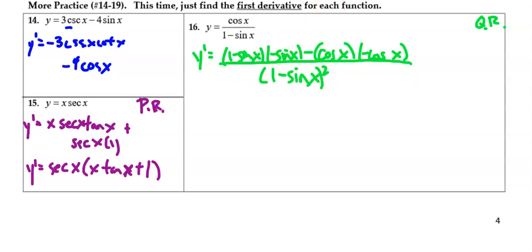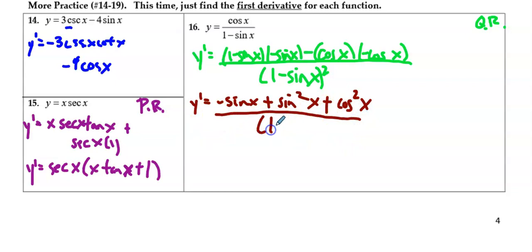So let's start simplifying a little bit. Let's show you what really awesome thing happens with this problem. So this is negative sine of x being multiplied to these things right here. So I'm going to go ahead and do that. I'm going to do negative sine x times 1. It's going to give us negative sine x. And I've got a negative sine x times a negative sine x, which is going to be a plus sine squared x. And then I've got a negative cosine of x times a negative cosine of x, which gives me a cosine x squared, positive cosine x squared. And then we're going to go ahead and do 1 minus sine x squared.